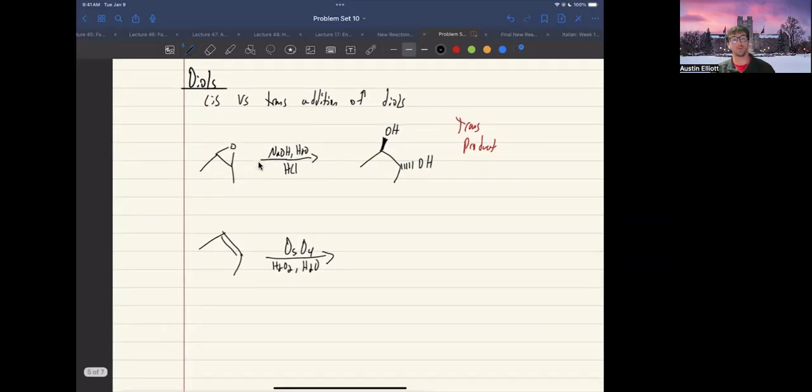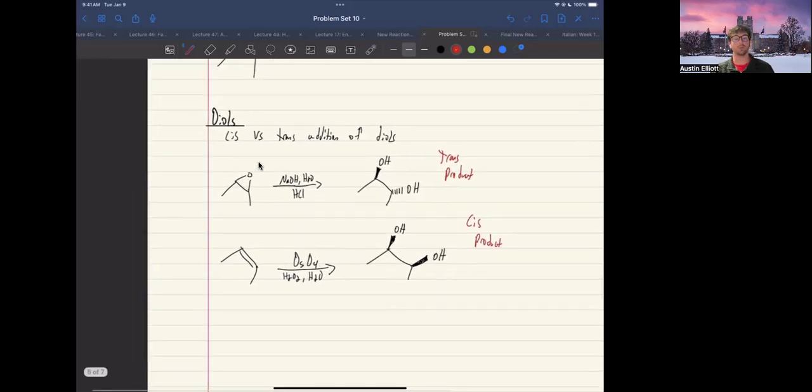And then looking at our OsO4, our osmium reaction, H2O2, H2O, we have the same base, except this time both are on the same type of line. They could both be on dashes as long as they show the same symbols to show that they're cis. This is going to be the cis product. Definitely really important to remember those reactions for the test.